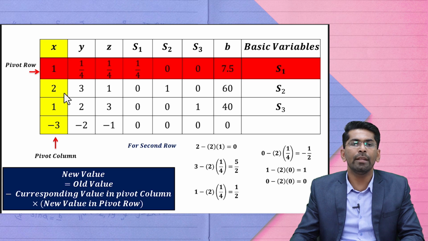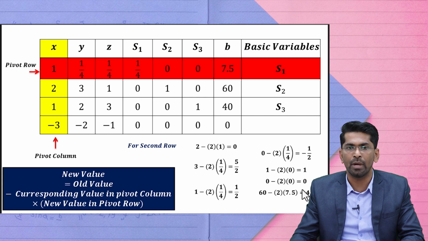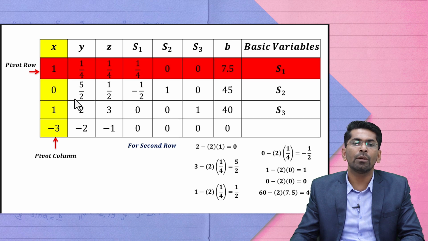Then 0 minus 2 into 0, which is equal to 0. Then we have 60 minus 2 into 7.5, which is equal to 45. So the second row now I am going to replace with the new values which we calculated here. So it will become 0, 5 by 2, 1 by 2, minus 1 by 2, 1, 0 and 45.